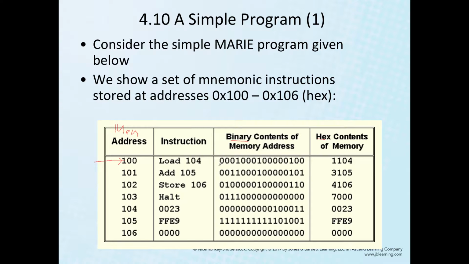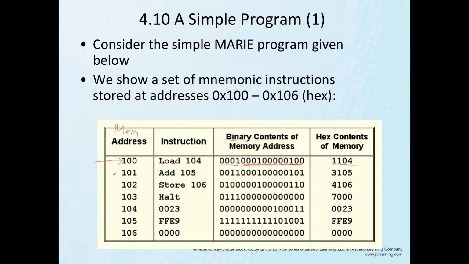In an instruction, the first four bits are the OP code. 0001 means a load, and the remaining 12 bits are the address. So 104 is the address. So in memory at address 100, in hexadecimal, 1104 is there.